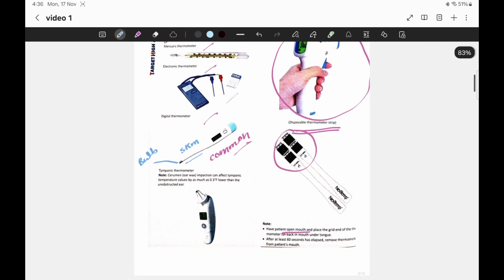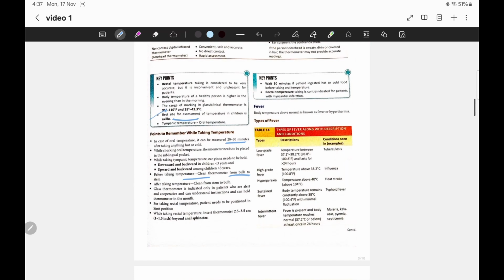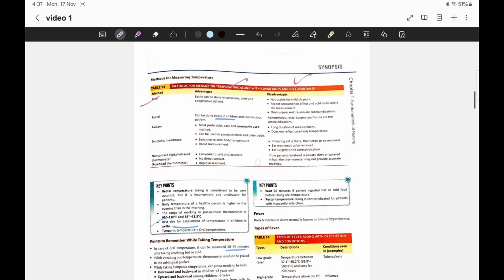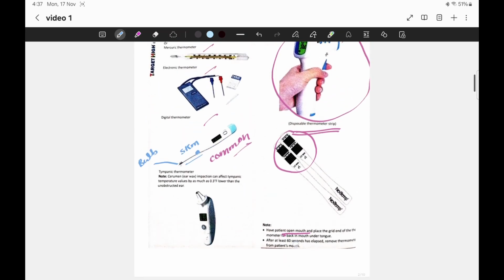Let's see. This is the principle of nursing foundation, that we go from the least contaminated area to the most contaminated area. So this is the least and this is the most. So before taking temperature, clean the thermometer from bulb to stem. So we will clean like this.